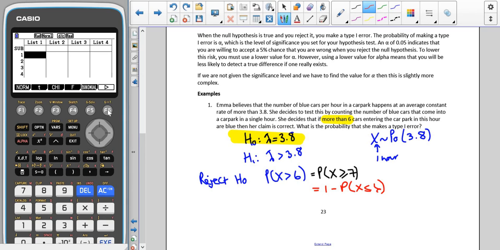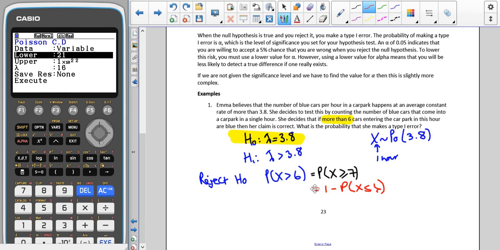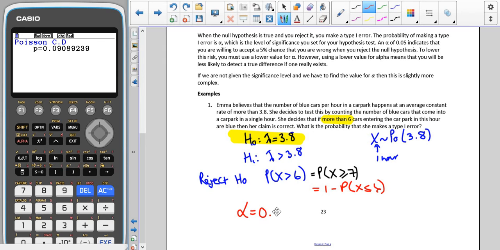So in our calculator, we're going to dist across, this is a Poisson one, we're going into PCD, our lower is 7, our upper is a really big number, our lambda is 3.8, because we're saying that H naught is true, the lambda is actually 3.8. And that gives us that alpha, the probability of making a type 1 error is 0.0909. Remember, as I said before, if you do have one of the old versions of the calculator, then your x will be 6, your mu will be 3.8, and then you need to do 1 minus that.